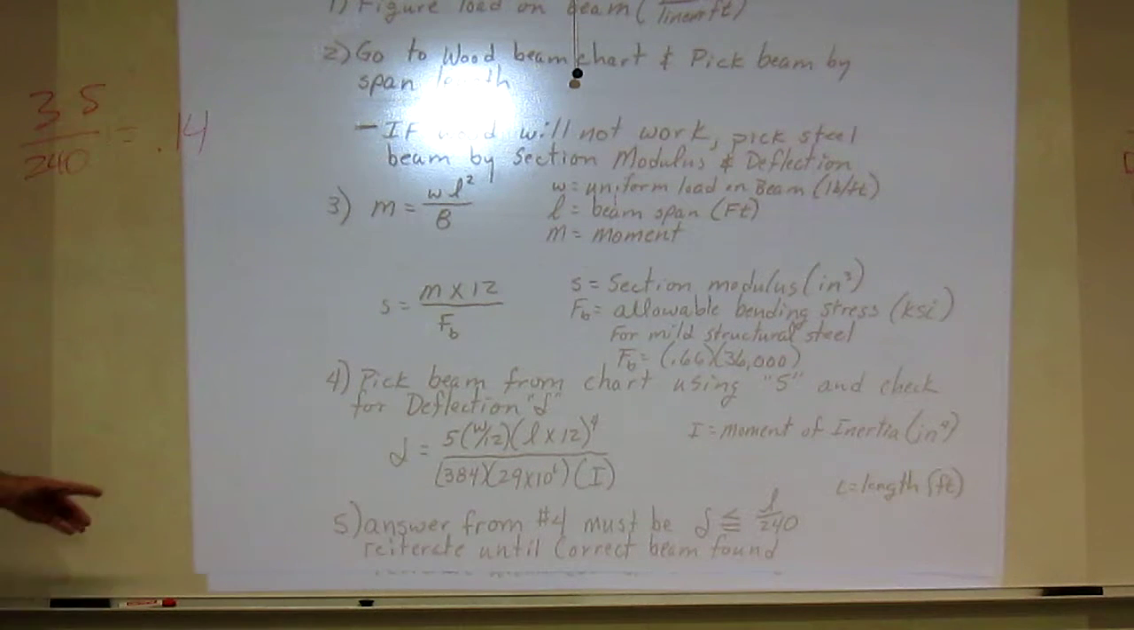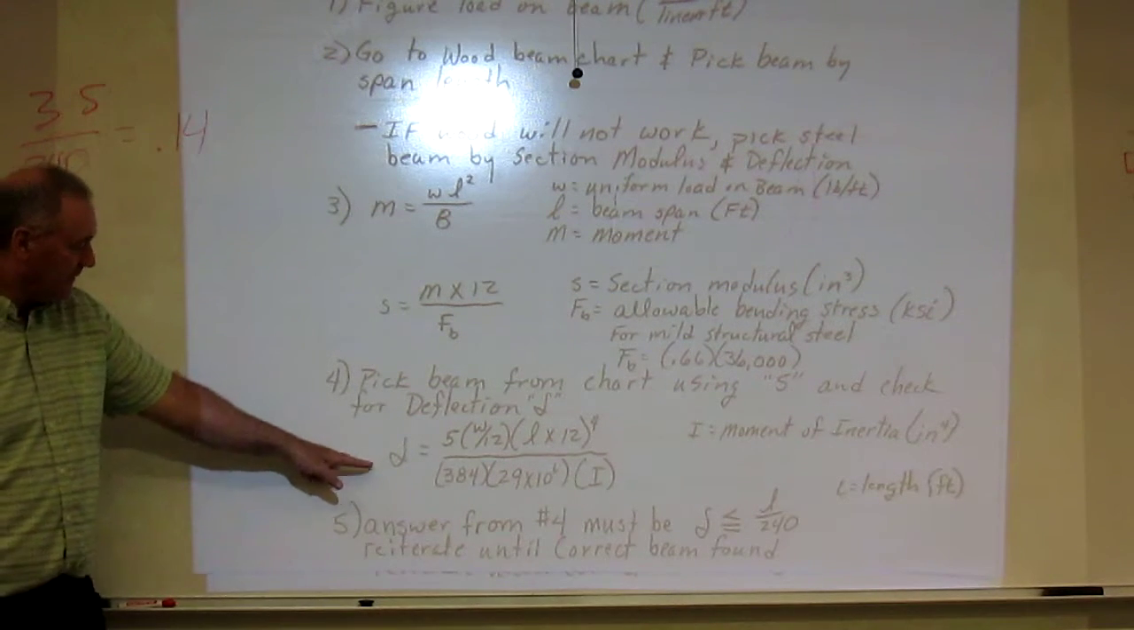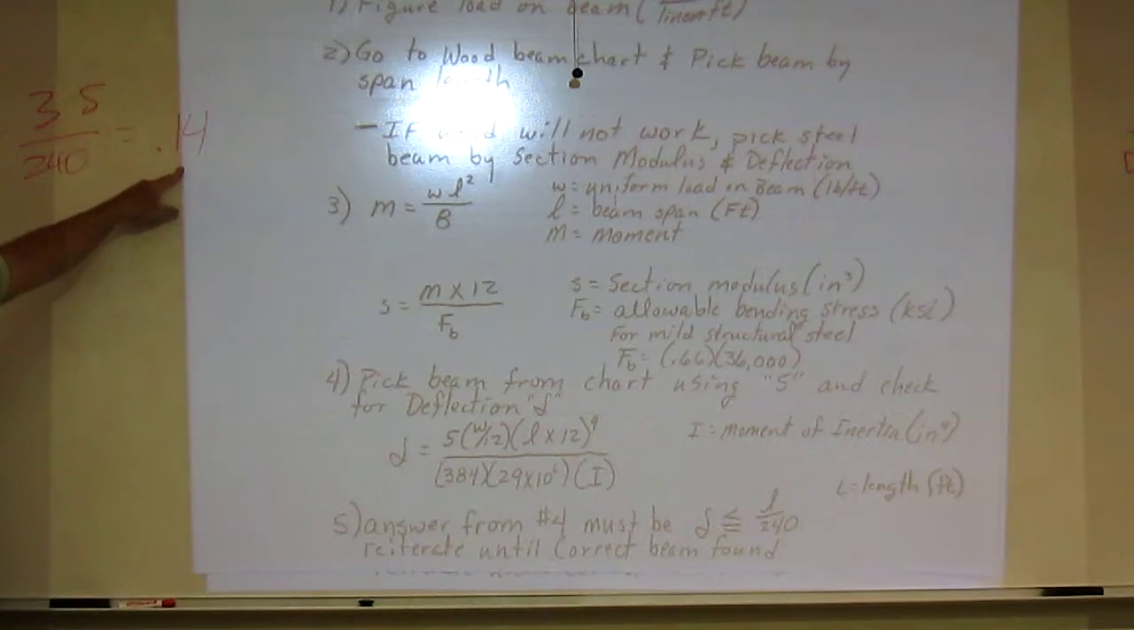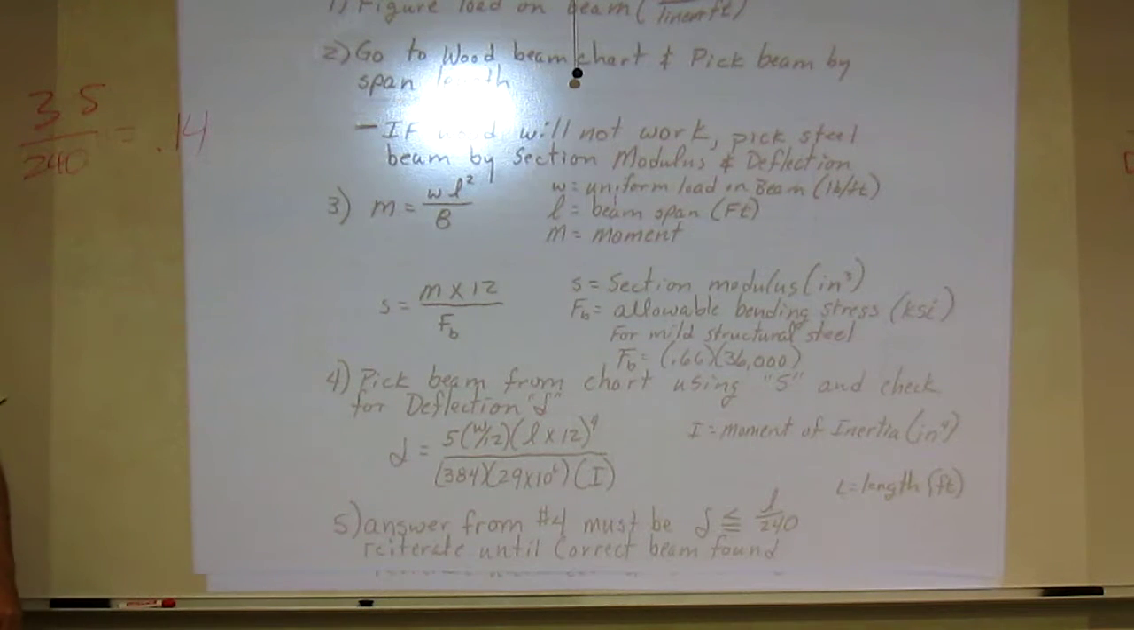Now, once you get an answer here for this deflection, it has to be less than that. If it isn't, go pick a bigger beam. Okay, that's why I say on here, this is an iterative process. We're going to pick one, we're going to run it. Does it work? No, it doesn't. Go pick another one, run it. Does it work? Yes, it does. That's the one we use.